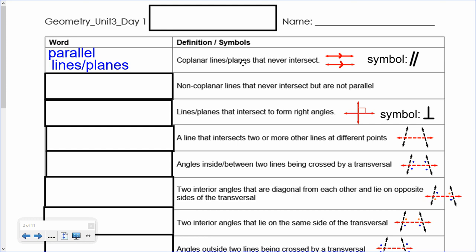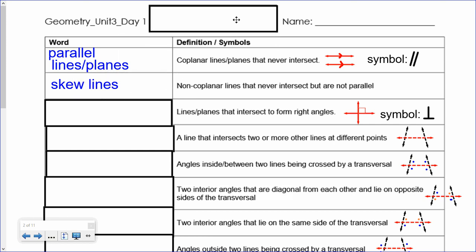Planes can also be parallel if you imagine two pieces of paper right next to each other. Kind of if you hold one in your right hand and hold one in your left hand so that they're both floating in air but not touching. That's essentially a good representation of planes that are parallel. They're not touching. The next definition is for skew lines.